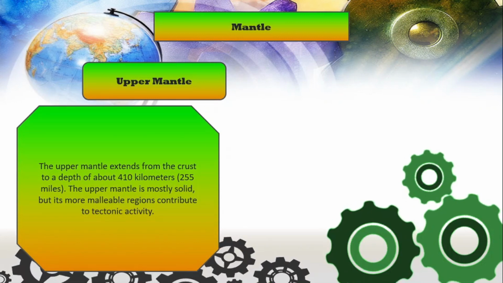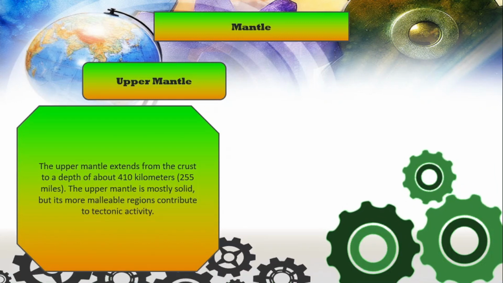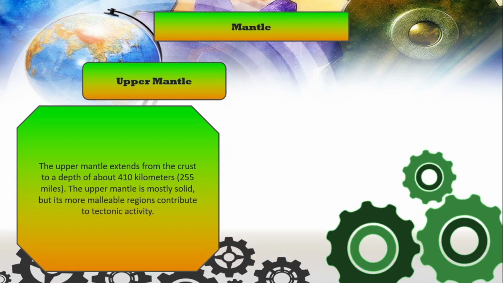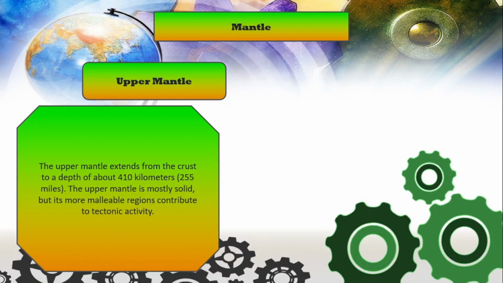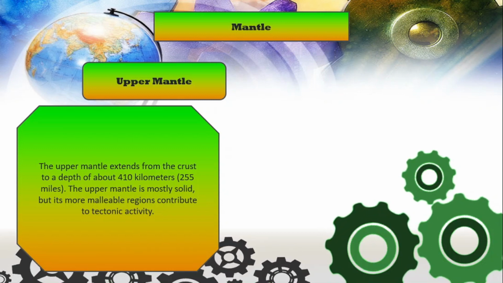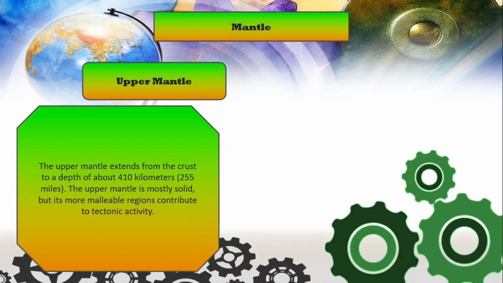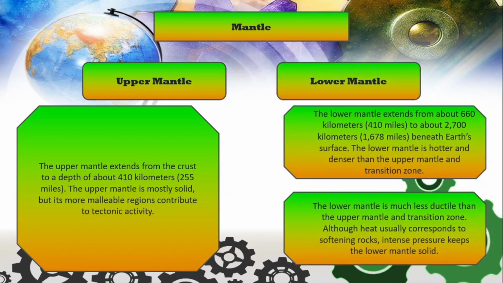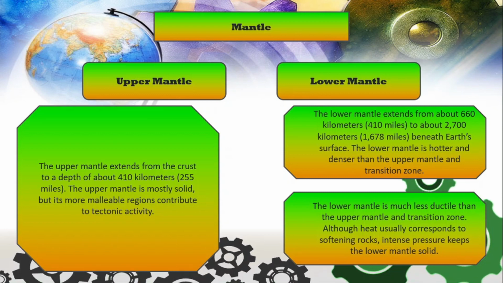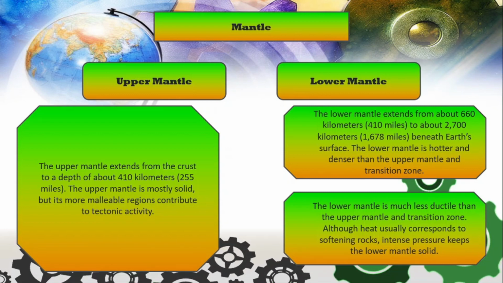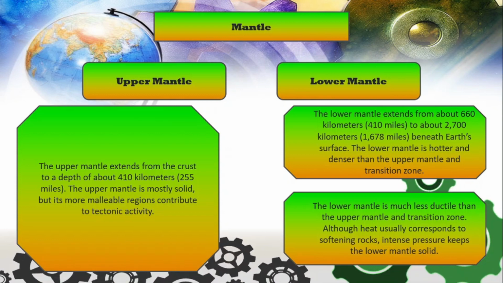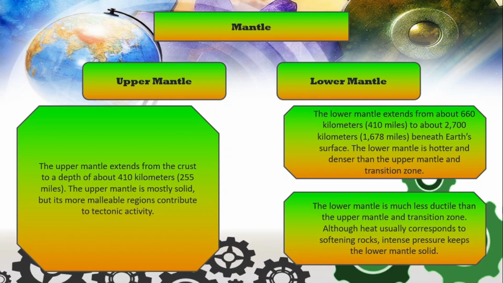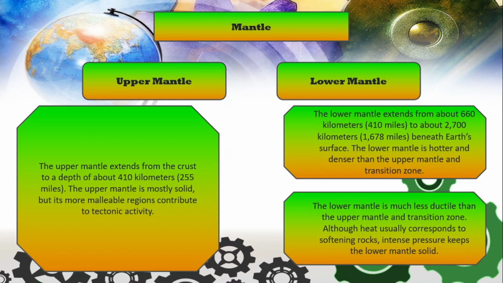Upper mantle extends from the crust to a depth of about 410 kilometers or 255 miles. The upper mantle is mostly solid, but has a more malleable region that contributes to tectonic activities. Next is the lower mantle. It extends from about 660 kilometers or 410 miles to about 2,700 kilometers or 1,678 miles beneath Earth's surface.